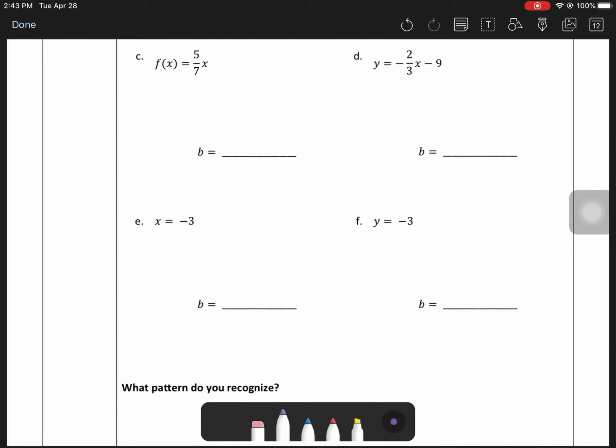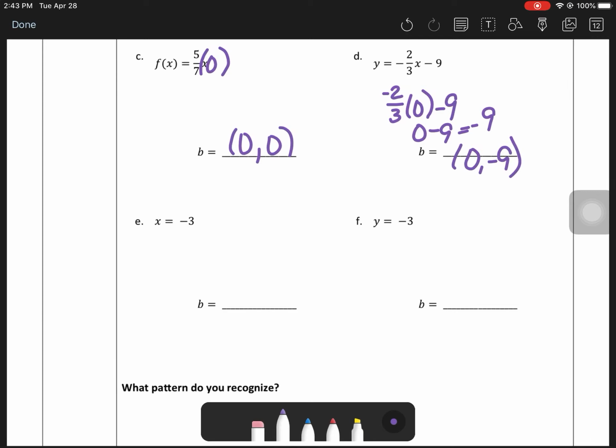In letter C, when we put a 0 in for x, anything times 0 is 0, so our y-intercept is going to be at (0, 0). When we put a 0 in on letter D, -2/3 times 0 is 0, and 0 take away 9 is going to be -9. So our y-intercept is going to be at (0, -9).